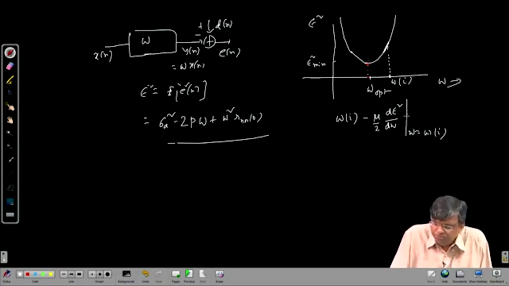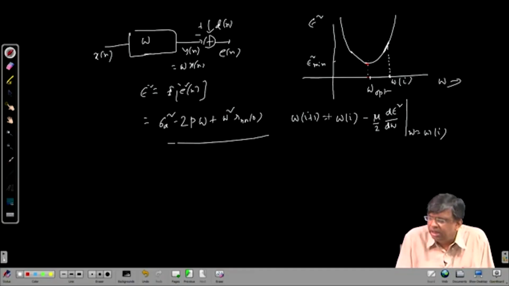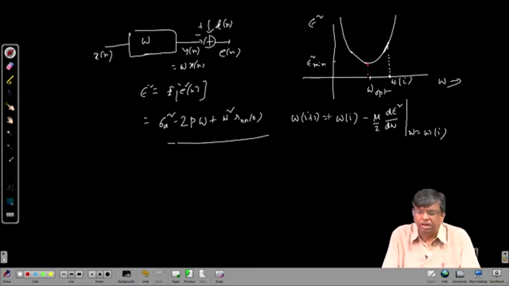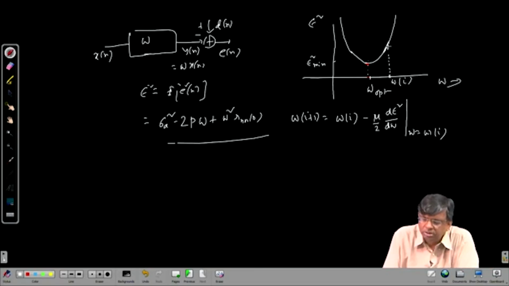This is what I do: I subtract it from the current iterate, and whatever is the result, I take to be the value in the next iteration. What I am doing here actually, you see, if I am on the right side of w opt, then the gradient is positive.